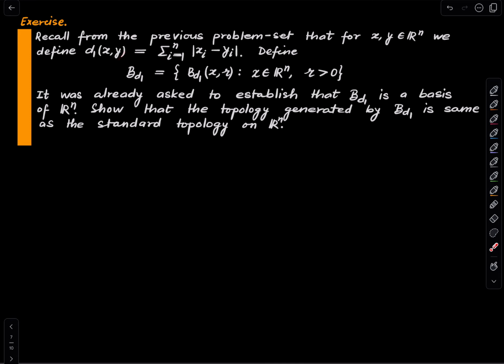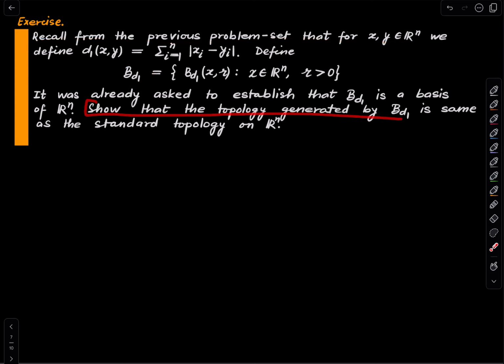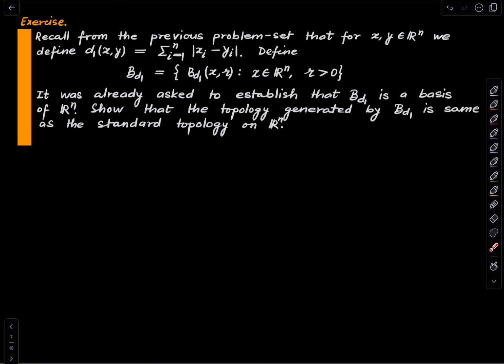I think it was already given as an exercise in the previous lecture. Or maybe it was one of the problems in the beginning of this lecture. So anyway, you can prove the triangle inequality for this. And you can create this thing, which is a basis. It was already asked in the previous problem set that this thing is a basis. Show that this basis also generates the same topology on Rn. So we have yet another basis generating the standard topology.